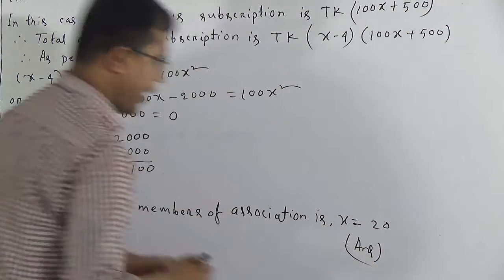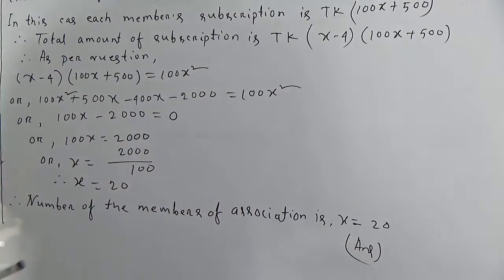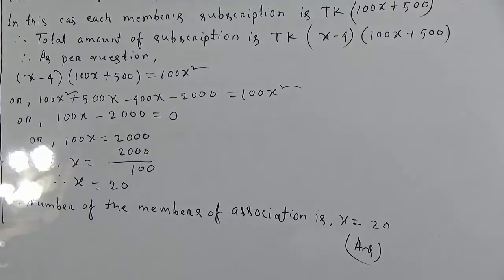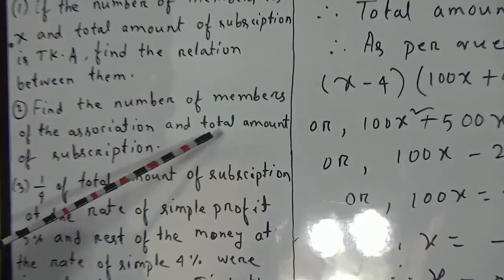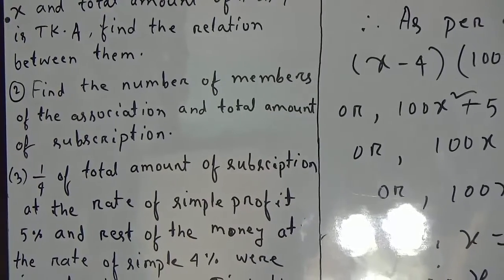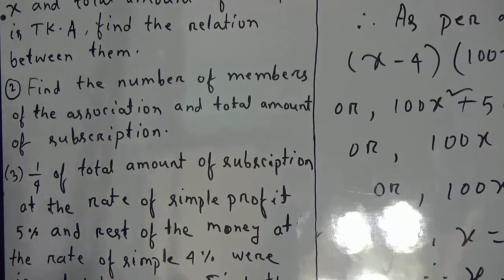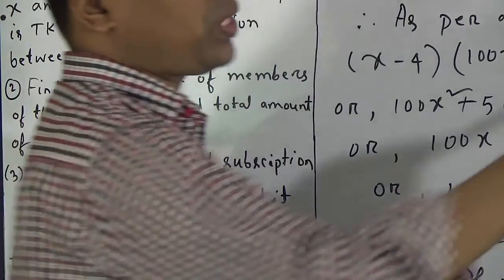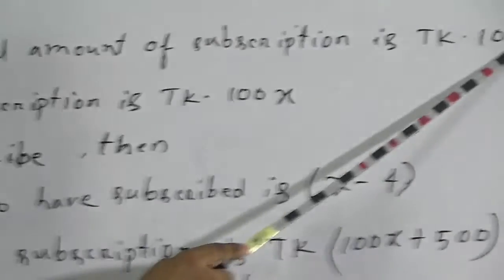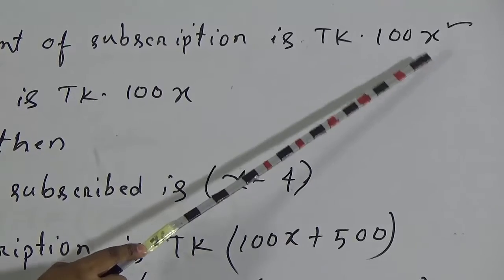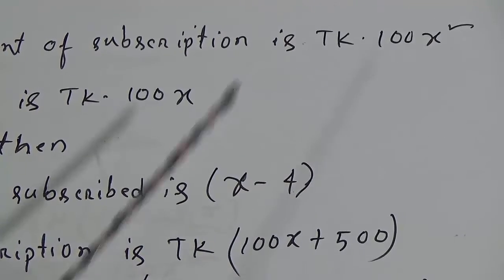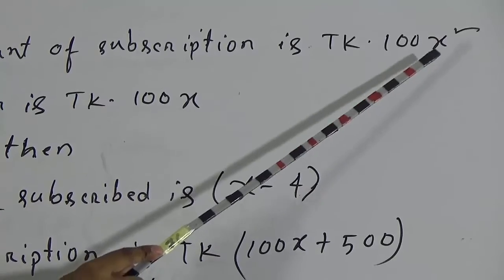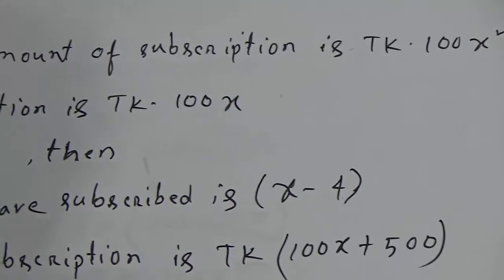Now we have to find another answer. Here the question number 2 is, find the number of members. We have already found it. And again, we also have to find out the total amount of subscription. Dear students, we have got total amount of subscription is 100x square. So if we put the value of x here, we can get total amount of subscription.